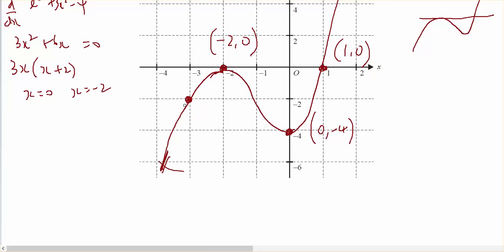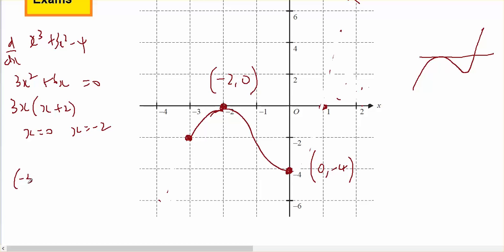So I'm going to get rid of all of this, and I'm going to get rid of all of that. And I need to find this end point. So I need to sub negative 3 into the original, which will be negative 3 cubed plus 3 times negative 3 squared minus 4, negative 27 plus 27 minus 4, so that's at minus 4.